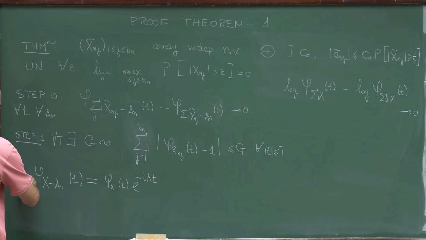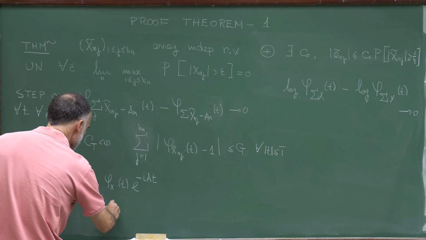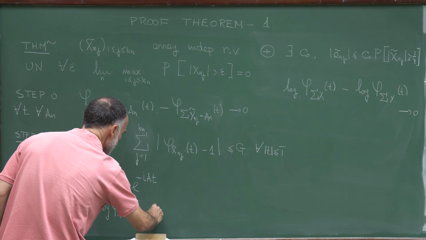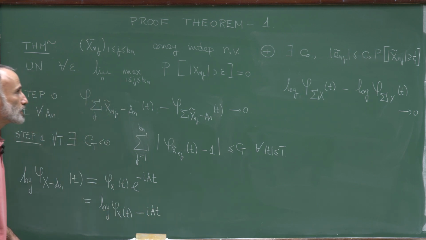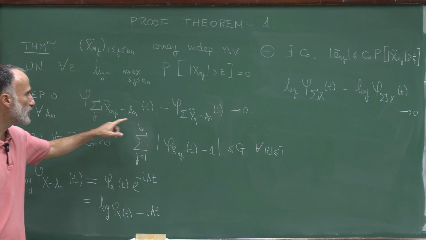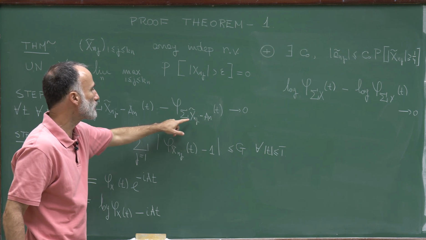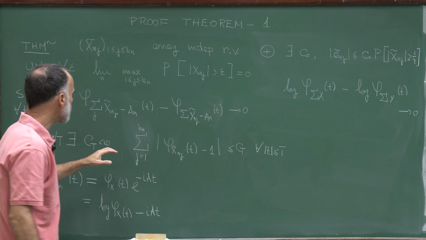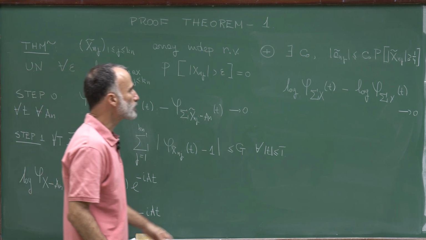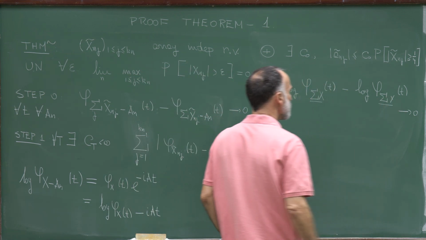So if I take the logarithm on both sides, that will be equal to the log of phi x of t minus i a_n t. And you see that the minus a_n t, which appears from the x, will cancel with the minus i a_n t, which will appear due to the y. So actually, I can just forget about this sequence a_n, and in this difference, it's enough to consider x_n and y_n here and there.